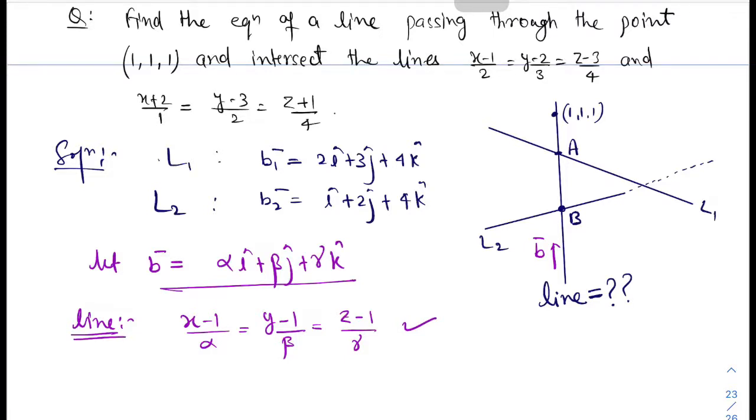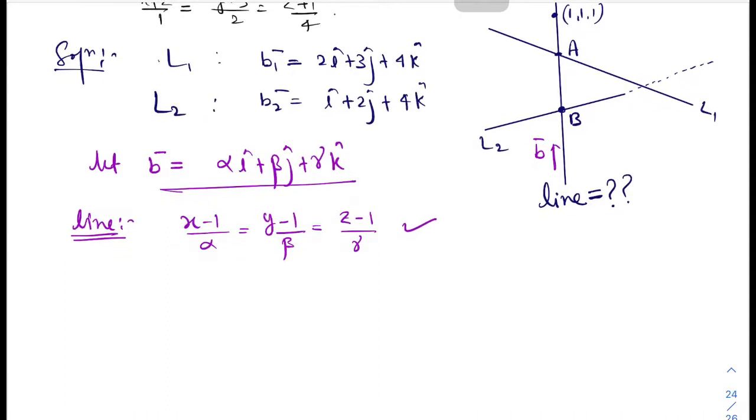Now the line is intersecting both the lines L1 and L2. It means if we calculate the shortest distance between the line L1 and the required line, we must get 0 as the shortest distance because the lines are intersecting. Also, if we calculate the shortest distance between the line L2 and our required line, then again we must get the shortest distance to be 0 because the lines are intersecting. So for the line L and L1, the shortest distance must be 0.